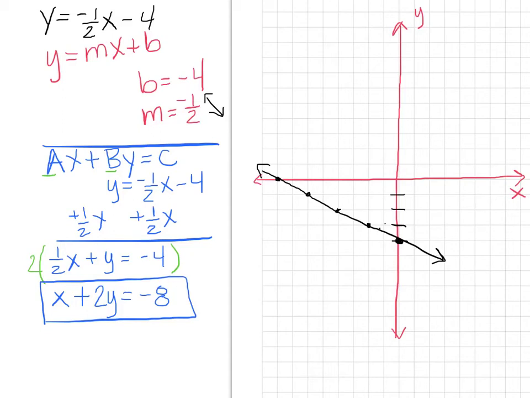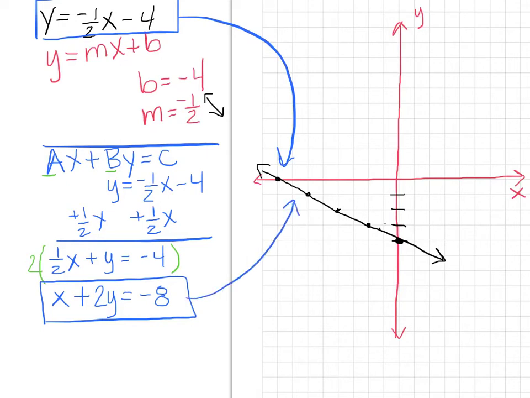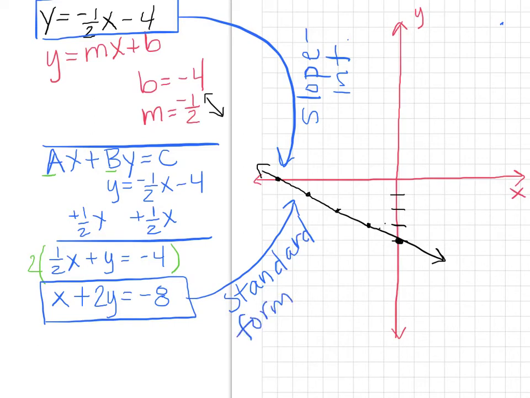So this equation up here is this line, and this equation here is this line. The first equation is in slope-intercept form, and the equation that we just did is in what we call standard form. But they represent the same exact line. So we actually have 2 different forms right now that we can use to represent a line.